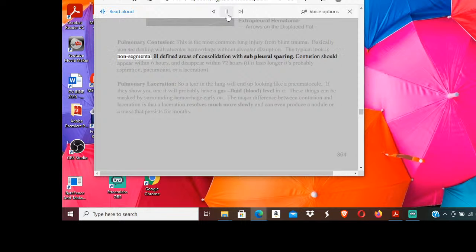The typical look is non-segmental ill-defined areas of consolidation with subpleural sparing. Contusion should appear within 6 hours, and disappear within 72 hours. If it lasts longer, it's probably aspiration, pneumonia, or a laceration.